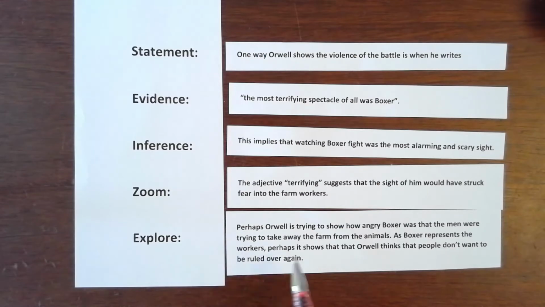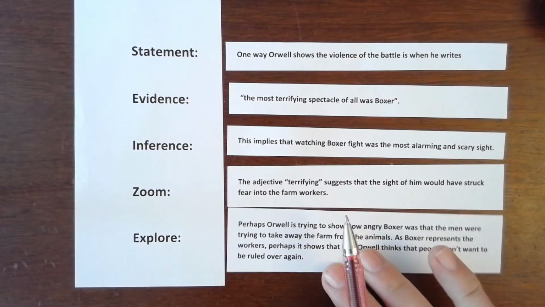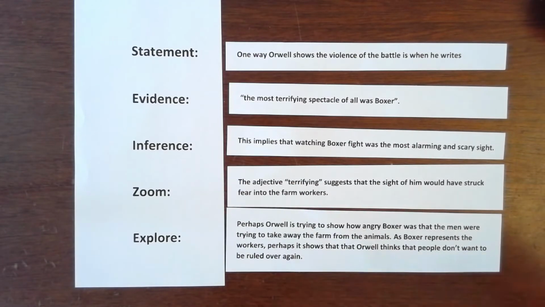My explore. So what is Orwell trying to show, and how does this link to the context? Perhaps Orwell is trying to show how angry Boxer was that the men were trying to take away the farm from the animals. Now, as Boxer represents the workers, perhaps it shows that Orwell thinks that people don't want to be ruled over again, and those are the workers in the Russian Revolution. Now that's okay for a developing paragraph.